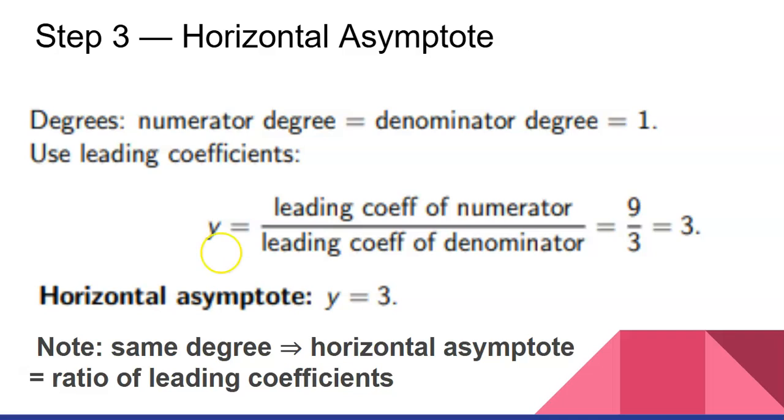Okay, so the formula is y equals the leading coefficient of the numerator divided by the leading coefficient of the denominator. The leading coefficient of the numerator is 9, and the leading coefficient of the denominator is 3. 9 divided by 3 is 3. So the horizontal asymptote is y equals 3. So note, again, when we have the same degree for the numerator and the denominator, in finding the horizontal asymptote, we just get the ratio of leading coefficients.